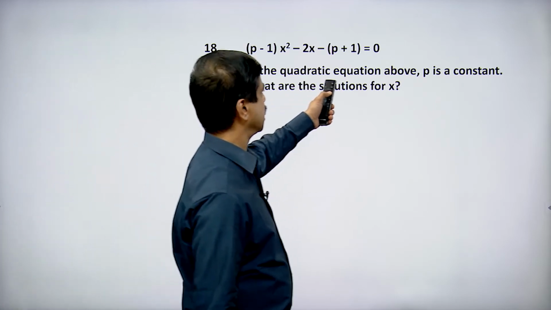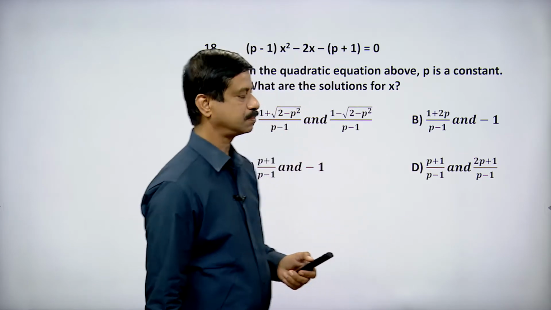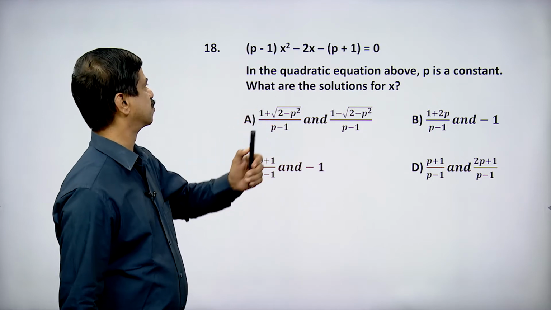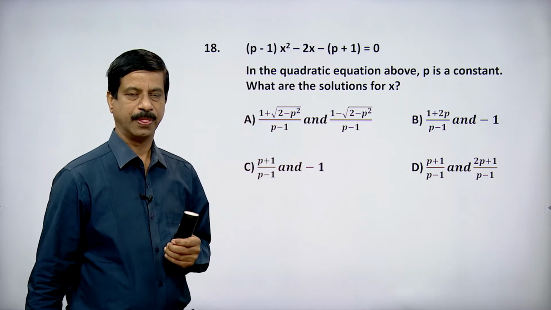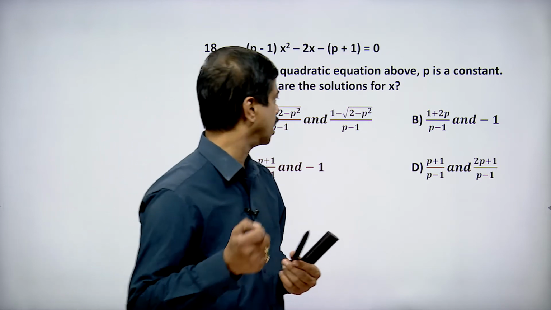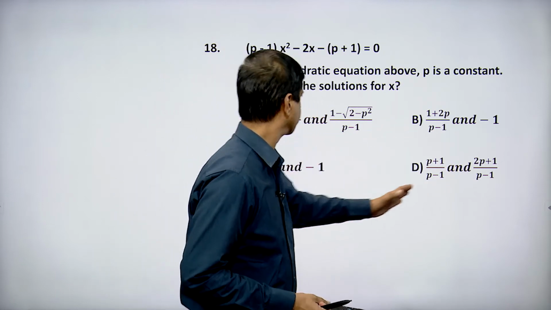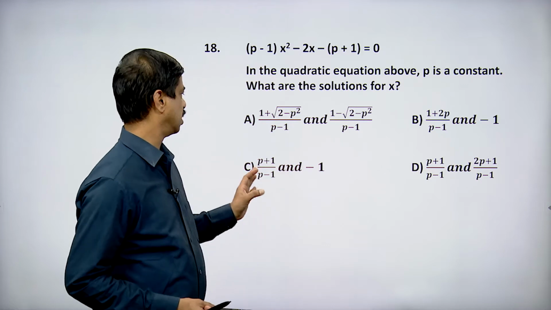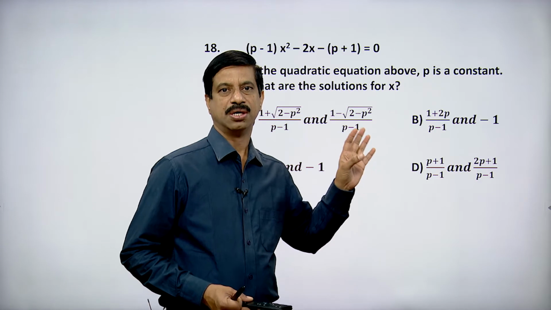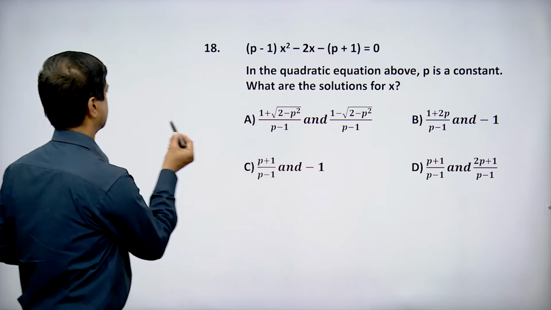In the quadratic equation above, p is a constant. What is the solution for x? So now x is what? Minus b plus or minus root of b square minus 4ac by 2a. That is the formula. Otherwise, as far as possible I will go for factors, but if you see here, it is so complicated. Therefore, I will not go for the factorizing method. I will go for solving the equation through the formula. That is always easy in these typical conditions.